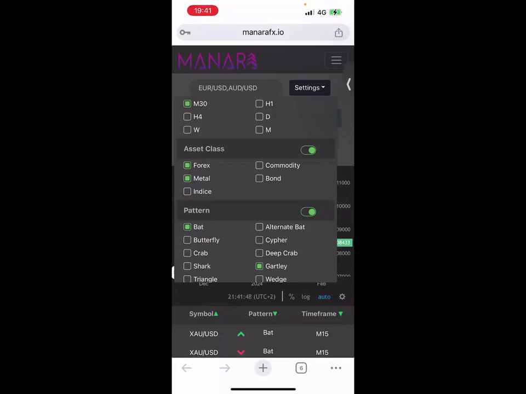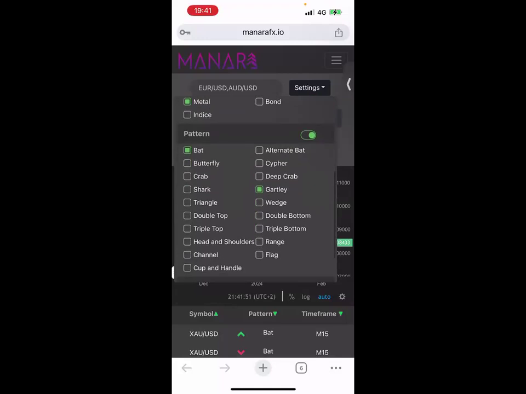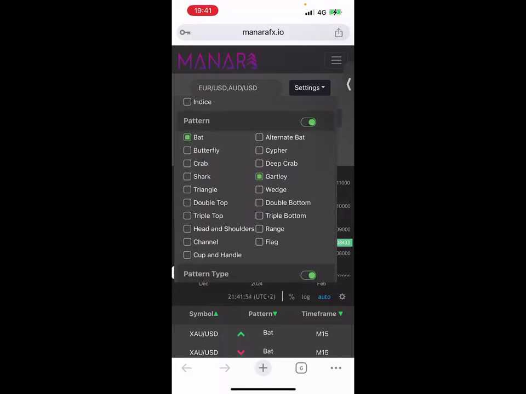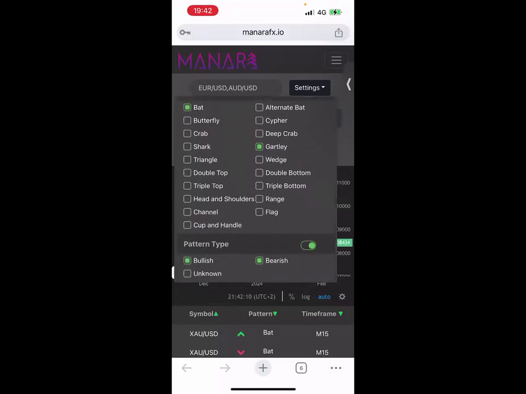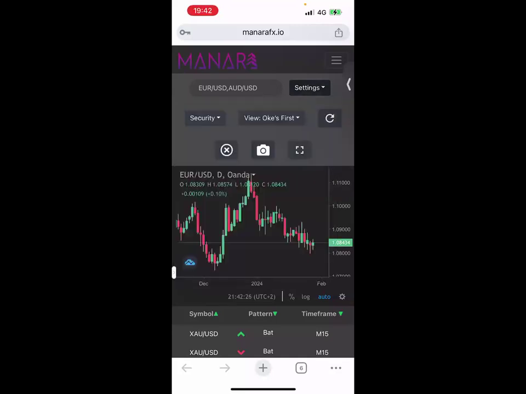On pattern type, we're going to be strictly choosing Bat and Gartley. Every other thing you want to turn off. So scroll, then under pattern type, leave only bullish and bearish, and turn off unknown. You can take this screenshot and use it to do yours. Once you have done this, tap settings back.